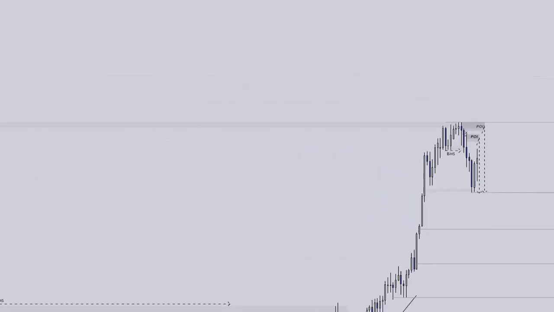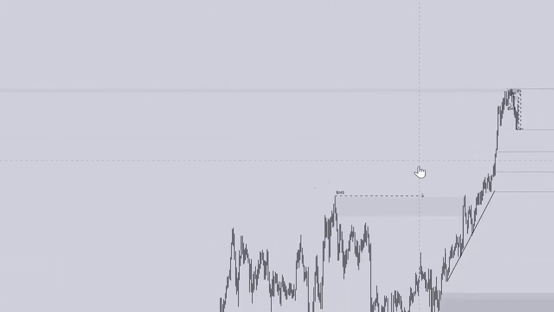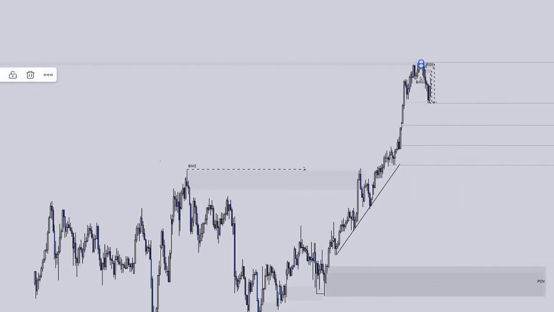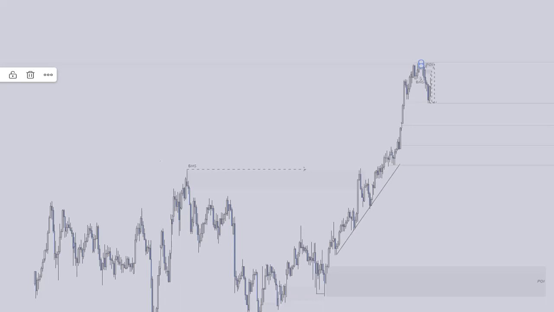So here is the daily time frame. It looks more clearer. Let me just show you guys from the weekly. I think it will make more sense if we see it from the weekly perspective, right?